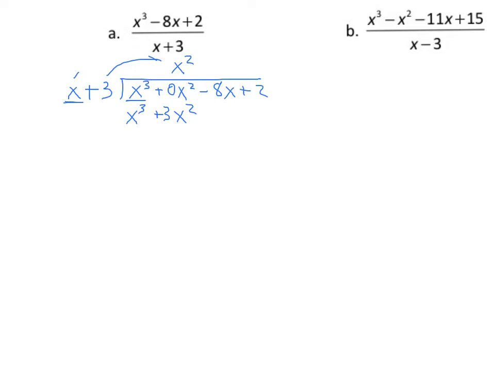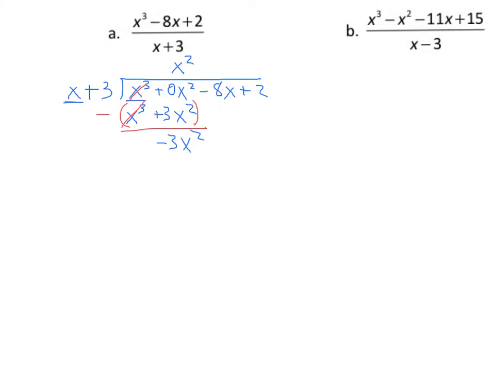Okay, and then the next step in long division is to subtract. Now, this is the part where people make the most mistakes. If I'm going to subtract this expression, when I distribute the negative, I'll get x to the third minus x to the third. Those will cancel. But this 3x squared is actually going to become negative 3x squared. So when I subtract those, I'm going to get 0x squared minus 3x squared is negative 3x squared.